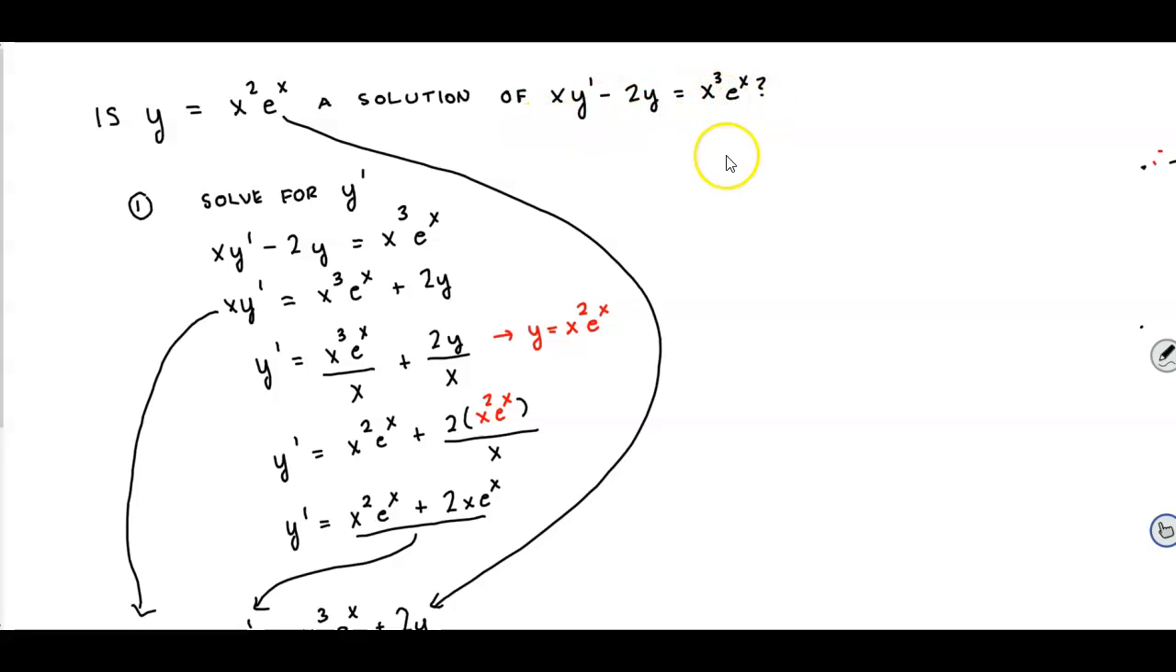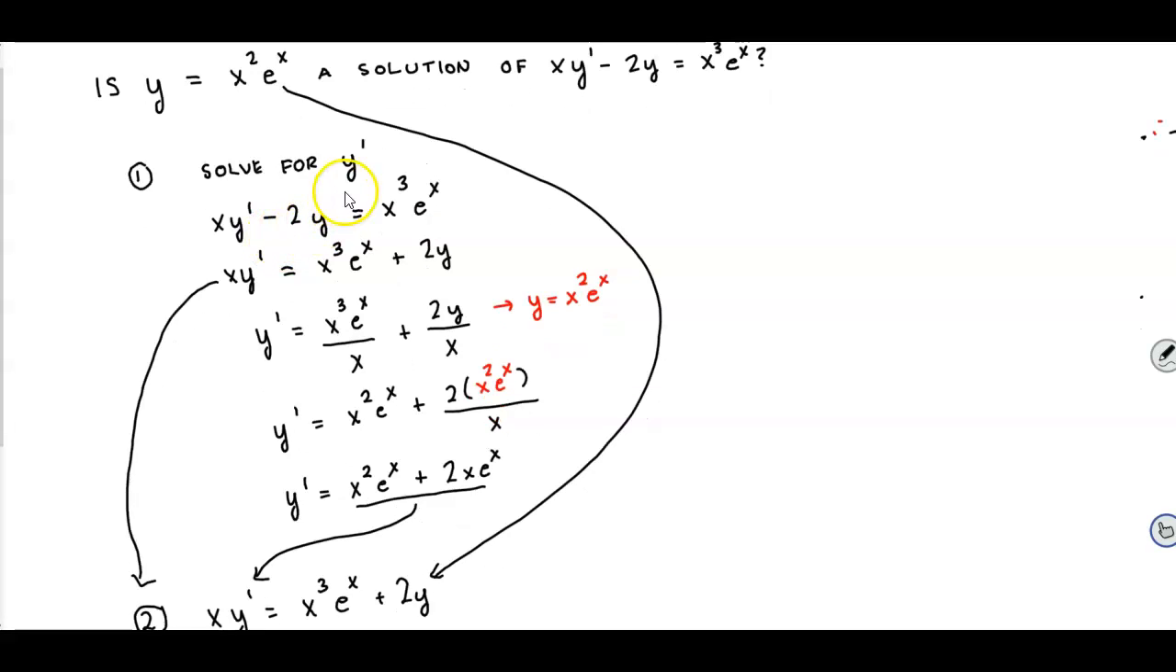So the first thing we want to do is, in this particular derivative function, we want to solve for y prime. So we're going to isolate y prime by adding 2y to both sides and then dividing it by x. Now we divide the first term by x, and then if you notice the second term is 2y, but at the beginning of the question we're going to substitute what y represents, which is x squared e to the x. So we're going to substitute that in for y.